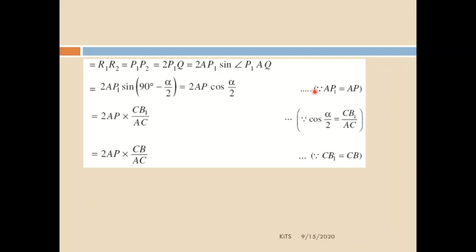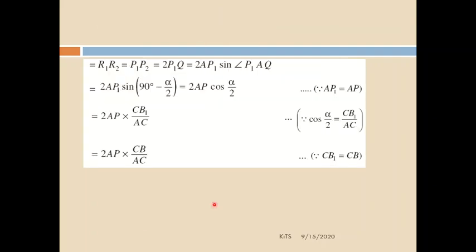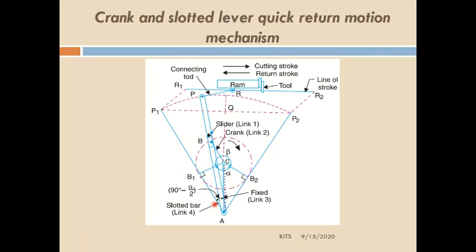Now they have taken the triangle PAQ. Instead of P1P2, we can write either QP1 or QP2. We have to take any one side, either this triangle AP2Q or this triangle AQP1. We have to select either one triangle to solve this derivation. Here in this case, they have selected the AP1Q triangle, this triangle.